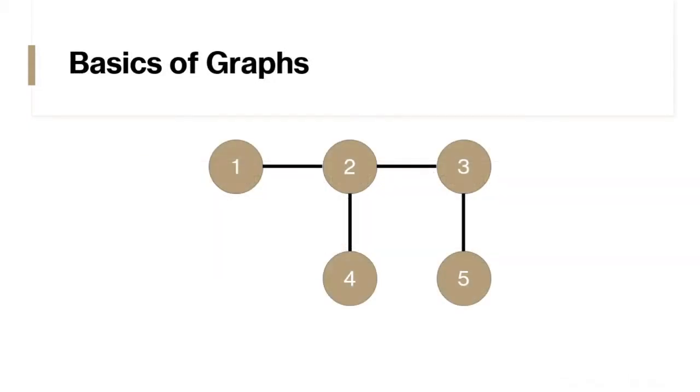So let's take a look at an example of a graph. Here you can see that 1 is a node, 2 is a node, 3 is a node, 4 is a node, and 5 is also a node. Now the lines that connect them are edges.